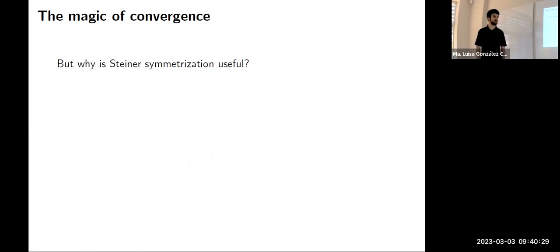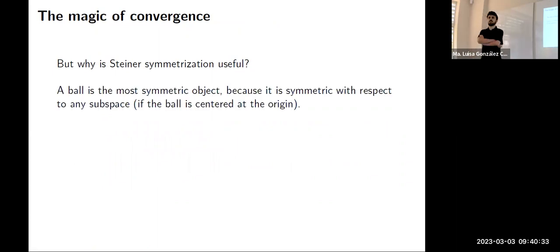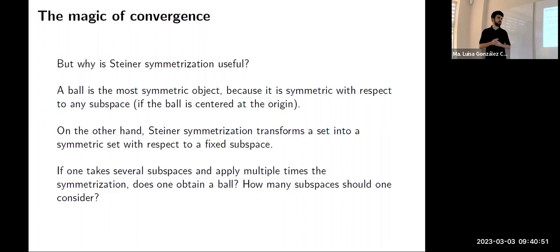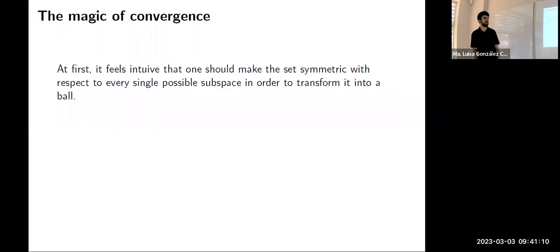But why is this useful? A ball is the most symmetric object, right? Because it is symmetric with respect to every single subspace. On the other hand, Steiner symmetrization helps us to make some set symmetric with respect to a fixed subspace. So if one takes several subspaces and applies this many times, can we transform some set into a ball? And how many subspaces should we use? At first it is intuitive that one should make the set symmetric with respect to every single subspace, so one could think that one needs every single subspace.